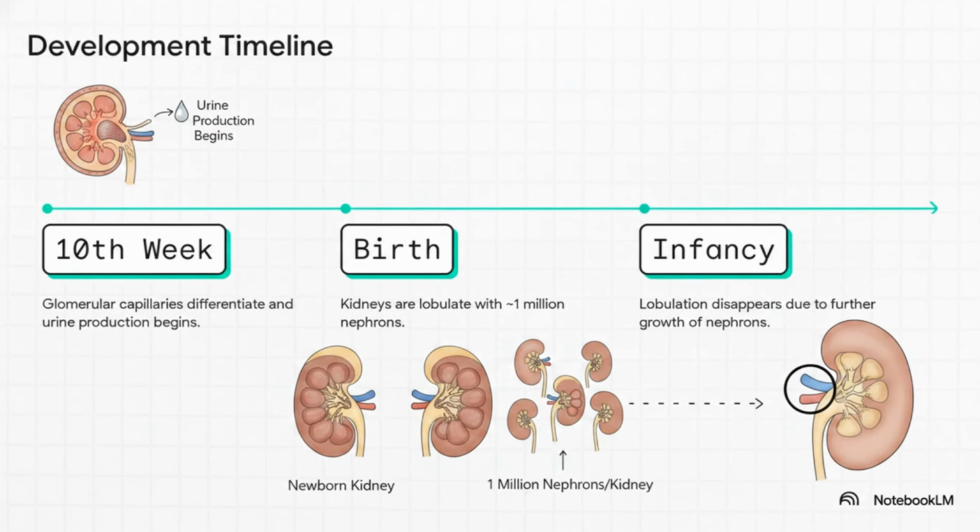Now, let's anchor our developmental timeline with 3 major milestones. First, early in gestation. Specifically by the 10th week, the glomerular capillaries differentiate, and believe it or not, urine production actually begins. Fast forward to birth. Nephron formation stops here, leaving the newborn with roughly 1 million nephrons in each kidney. At this stage, the kidneys have a really distinct, bumpy, lobulated appearance. But during infancy, that lobulation naturally disappears. Why? It's not because the body is making new nephrons. It's strictly because of the further growth and hypertrophy of the existing nephrons.